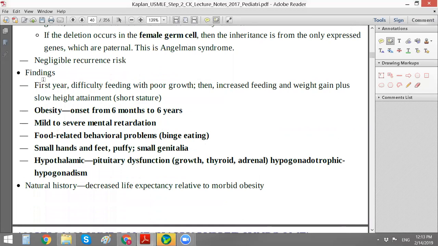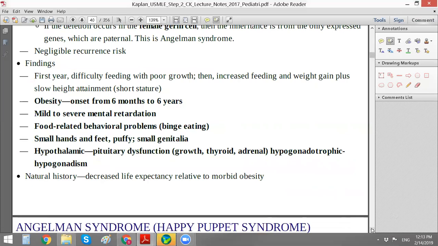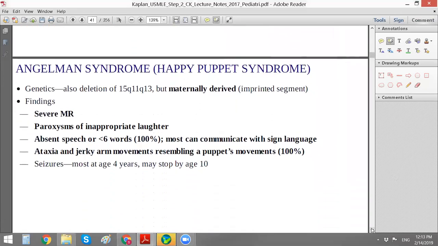Negligible recurrence risk, and findings are first year difficulty feeding with poor growth, then increased feeding, weight gain plus slow height attainment, short stature, obesity, yes, hyperphagia, onset from 6 months to 6 years, mild to severe mental retardation, food related behavioral problem, binge eating, small hands, feet, puffy, small genitalia, hypothalamic pituitary dysfunction, growth, thyroid, adrenal, hypogonadotropic hypogonadism. Natural history is decreased life expectancy due to morbid obesity. So they are having those behavior problems related to eating.